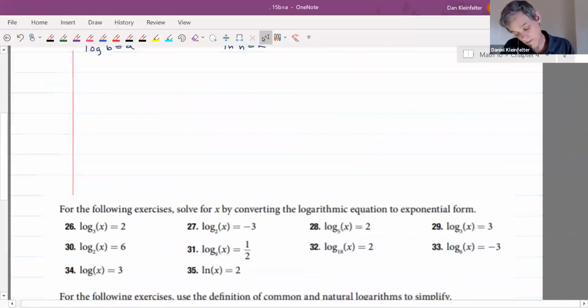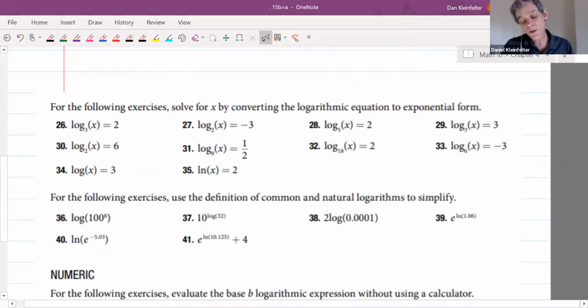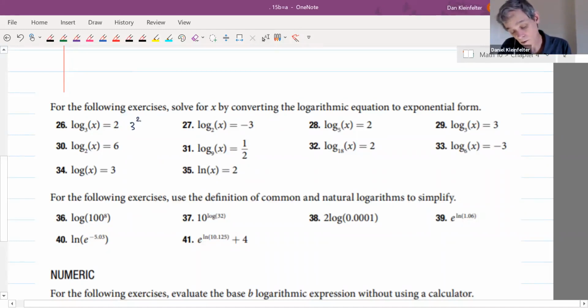All right, what else we got? All right, so we solved some equations by turning logs into exponentials. We're doing that again. So here, log base 3 of x is equal to 2. So 3 squared will equal x. So x is equal to 9. We actually already did enough of that.